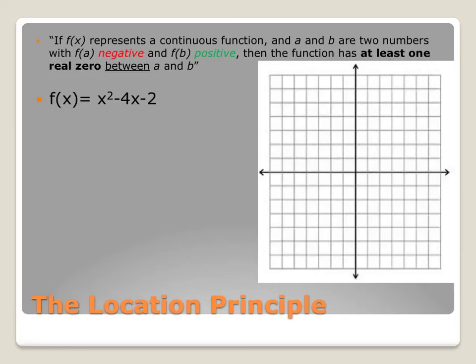Now we're taking a look at what's called the location principle. This location principle states that if f of x represents a continuous function and a and b are two numbers with f of a being negative and f of b positive, then the function has at least one real zero between a and b. Recall that f of a and f of b are just y values. When we graph f of x equals x squared minus 4x minus 2 and plug that into our calculators, we'll get a graph that looks something like this.